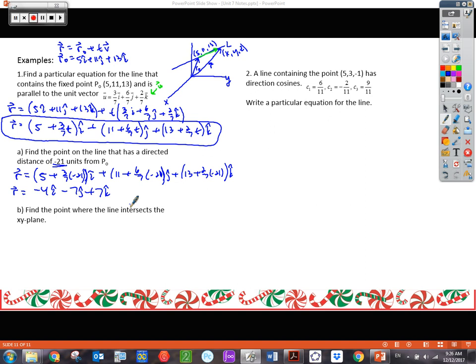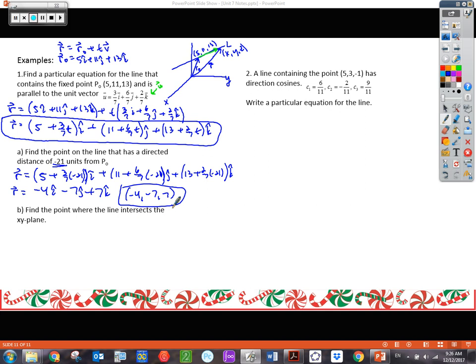So this is the position vector that's pointing to a specific stationary point, right? And my stationary point is -4, -7, 7. That is the point that is -21 units from P naught. Is that okay? So basically, we were able to find the vector that points to that point, that terminates at that point, and we wrote that point from the vector. And we found what we needed.